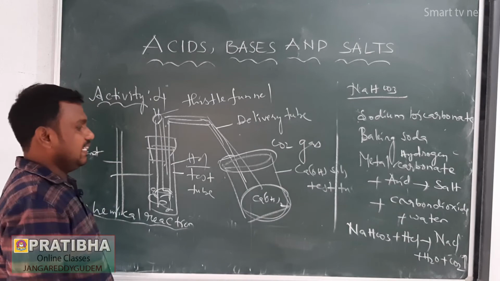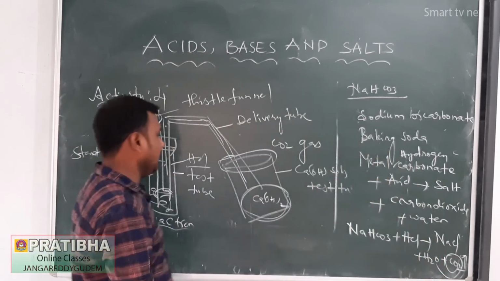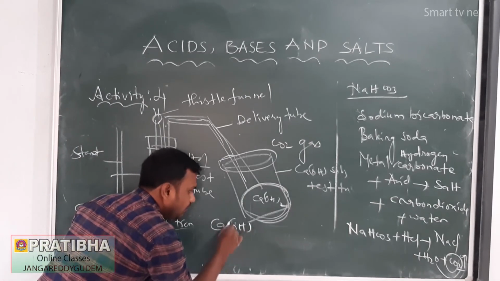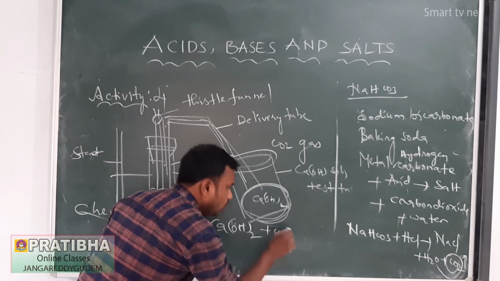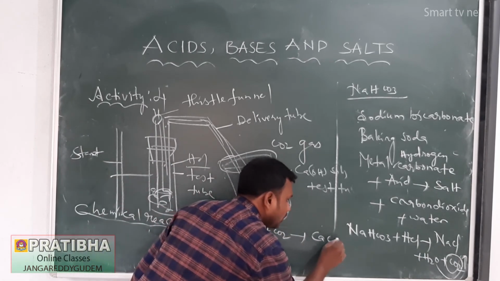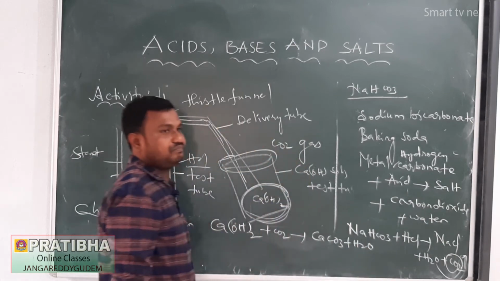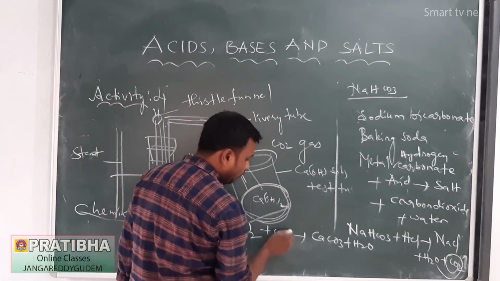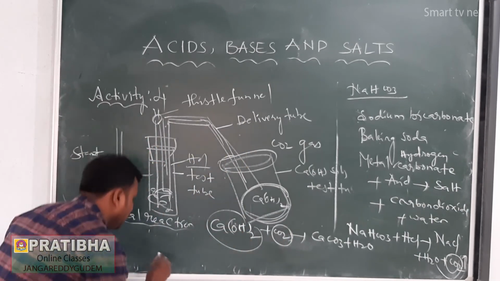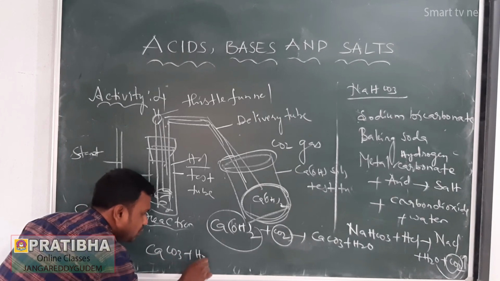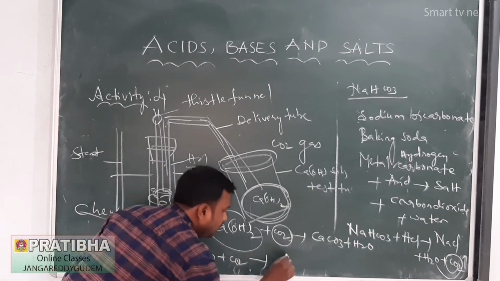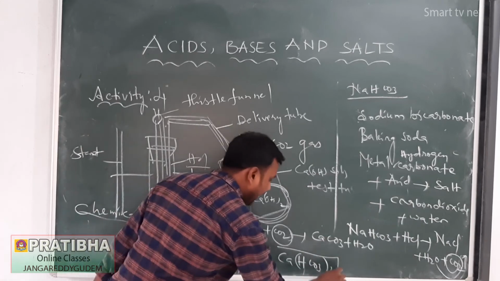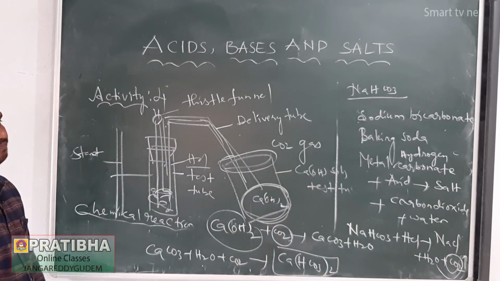In this activity, this CO2 gas is sent through the Ca(OH)2 solution. We can get CaCO3. Ca(OH)2 plus CO2, we can get CaCO3 plus H2O. And on passing excess CO2 to the Ca(OH)2 solution, CaCO3 plus H2O plus CO2 to form Ca(HCO3)2. This aqueous solution is formed.